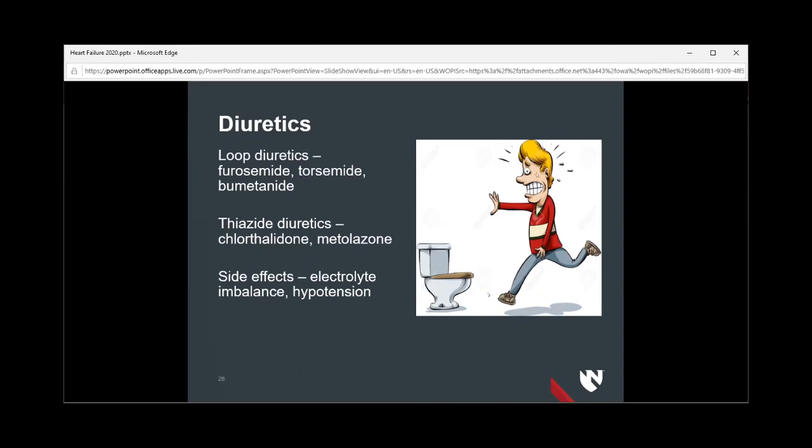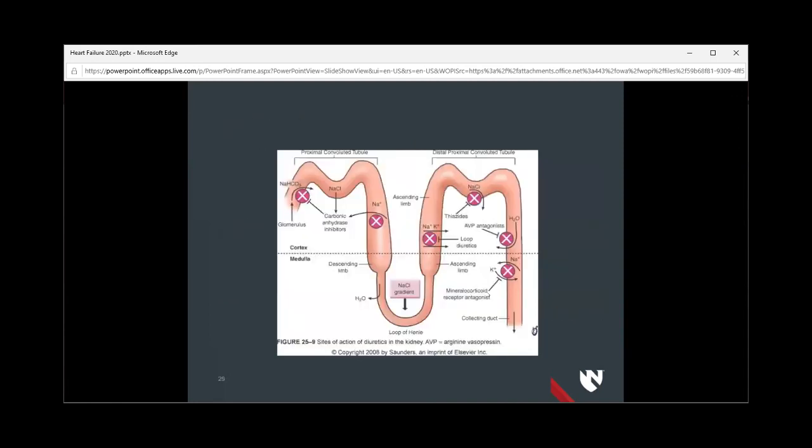I will tell you, out of any medication that the patients will take, these are it because they recognize that it is the one that gets rid of the fluid and then they feel better. This is just a nice picture of how they actually work for you.